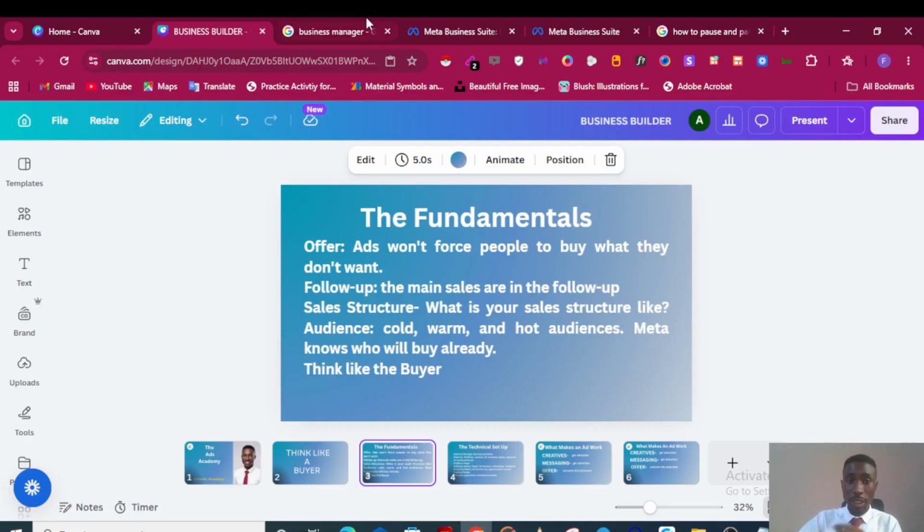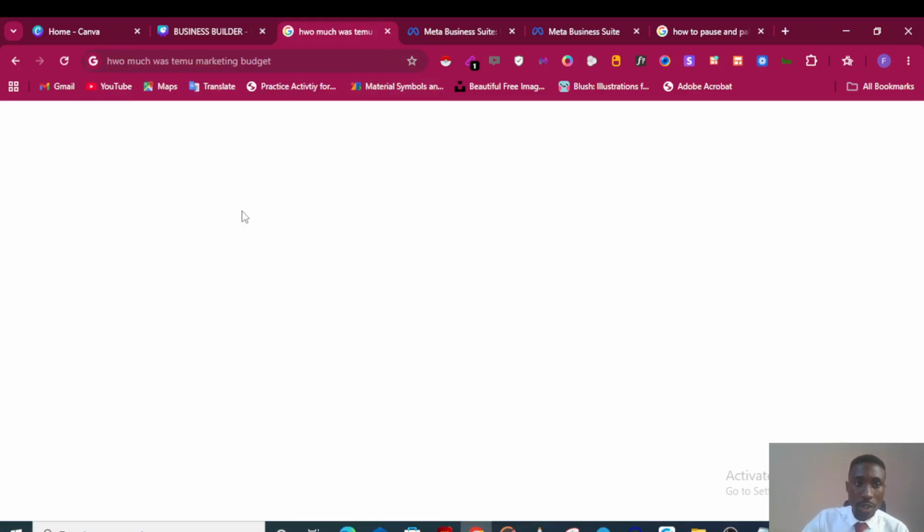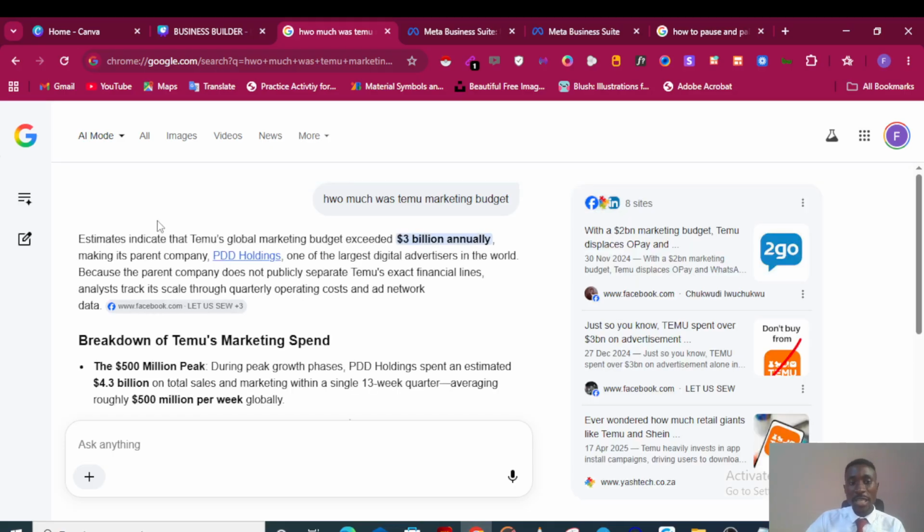But let me quickly show you something. Let me enter AI mode and ask AI how much Temu's marketing budget was. Let's look at this together. How much was Temu's marketing budget? Estimates indicate that the Temu global marketing budget exceeded 3 billion annually. 3 billion annually. Look at it again. 3 billion annually.